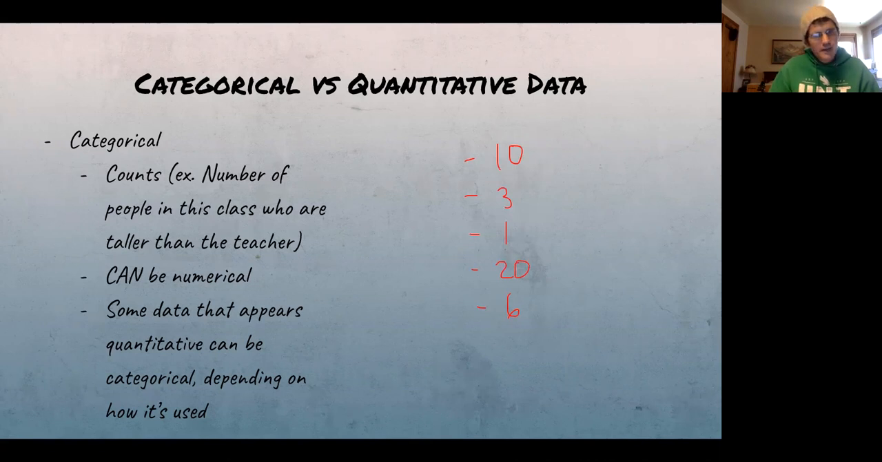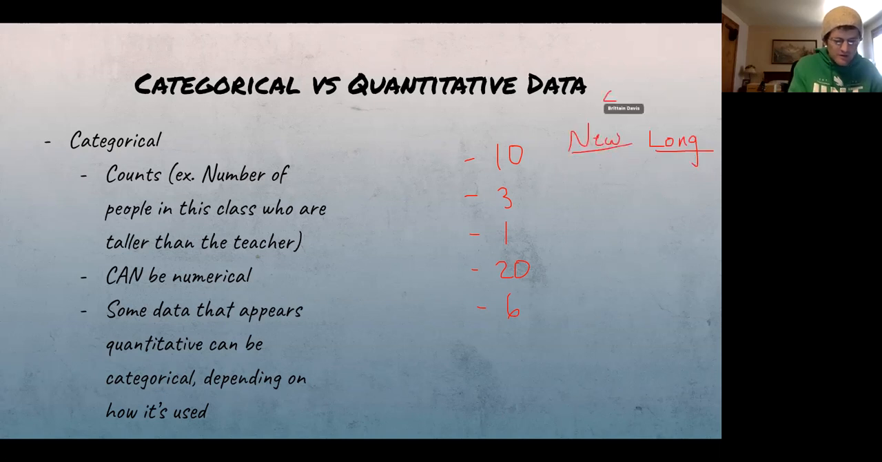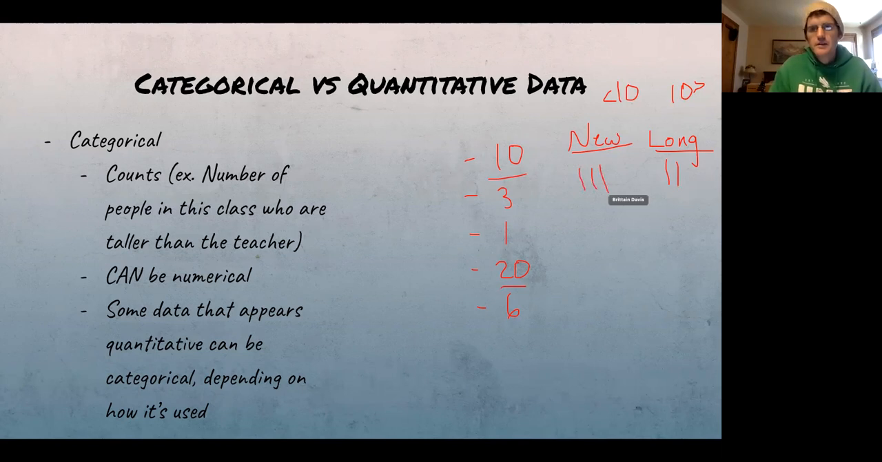But on the flip side, we could turn it categorical. We could say, we're going to have 2 categories, long-time employees and newer employees. And maybe new is less than 10 years and long is 10 years or greater. So we would have 2 long-time employees and 3 relatively new ones. So we just turned a quantitative variable into a categorical one.